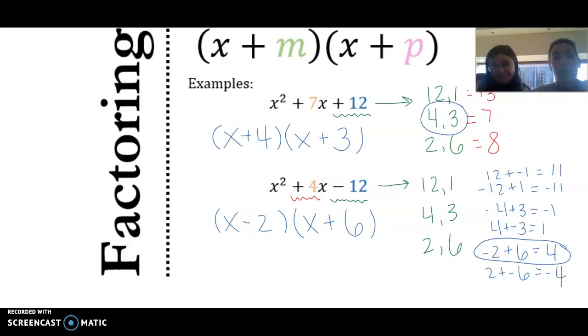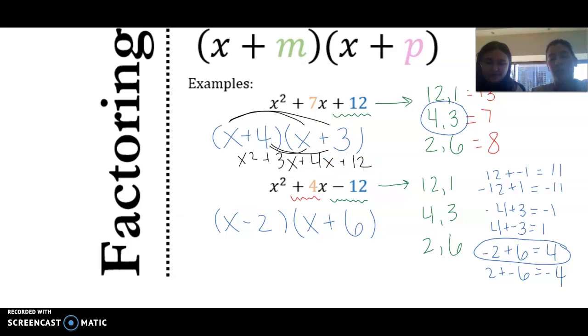And just to help you out too, if you're like, okay, I got my answer, but I don't know if I did the right signs, well, what I always taught you, what Miss Fishman always taught you too, is that you can double check by just distributing. So I could go back and check this first example. X times x would give me x squared. X times 3 would give me 3x. 4 times x would give me 4x. And 4 times 3 would give me 12. And then you always combine your like terms in the middle. 3x plus 4x would give me this lovely 7x right here. So I know that I did the problem right.